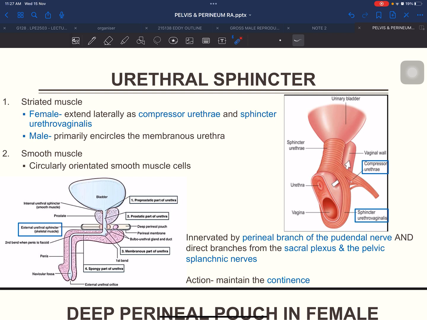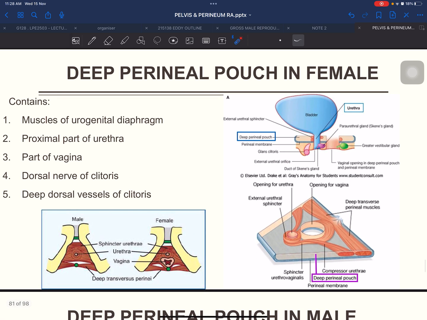I believe we learned this in the urinary system. In male, the external urethral sphincter is located at the membranous part of the urethra, in the deep perineal pouch. So in both sexes, male and female, the external urethral sphincter is located in the deep perineal pouch. These are the detailed components in the deep perineal pouch in female. Earlier we discussed the muscles of the urogenital diaphragm.